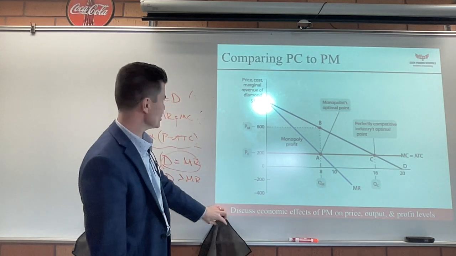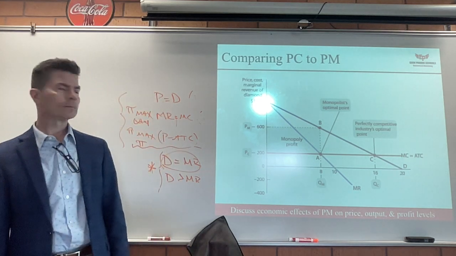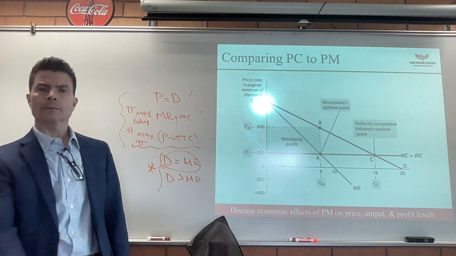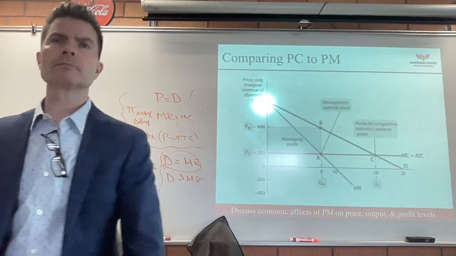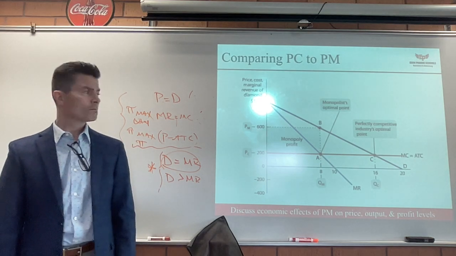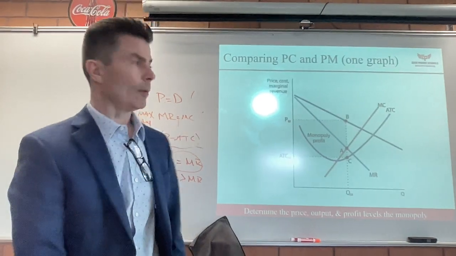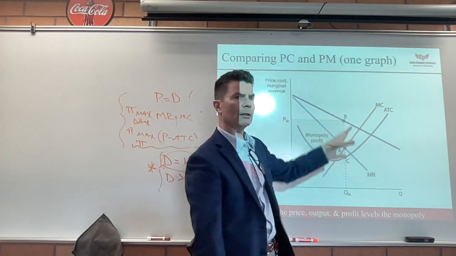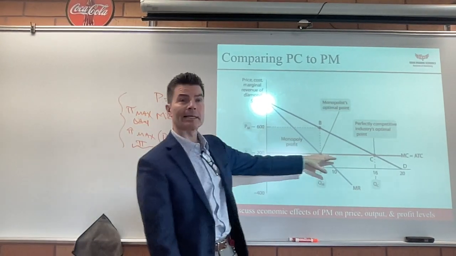Adam, what's different about this graph? MC equals ATC. Yep, compared to that, that's one. What else is different? Marginal cost is constant. Okay, your marginal cost is constant. If you look back over here, marginal cost was upward sloping along with your ATC. Now this one, they're the same exact thing.